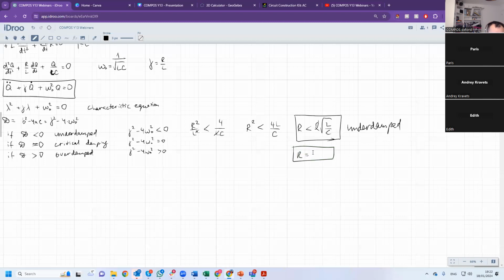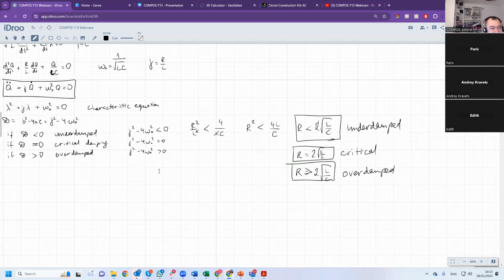Similarly, if R is equal to 2 square root of L over C, it's critical, and if R is greater than 2 square root of L over C, it's overdamped. I'm hoping that is true.